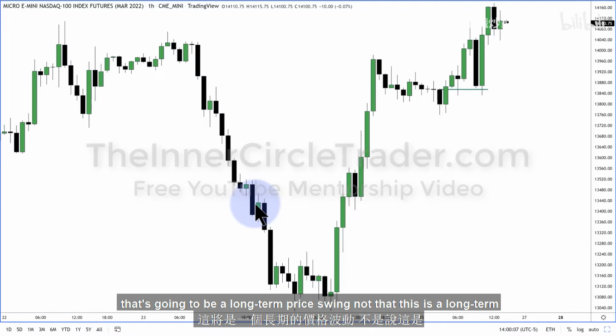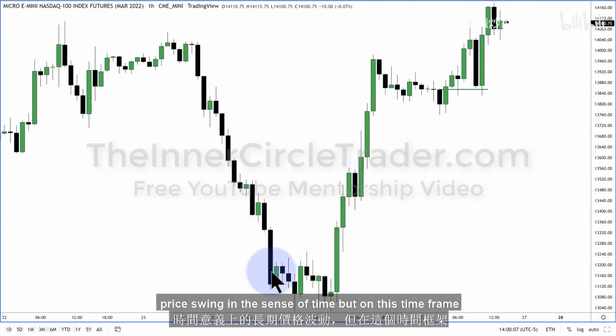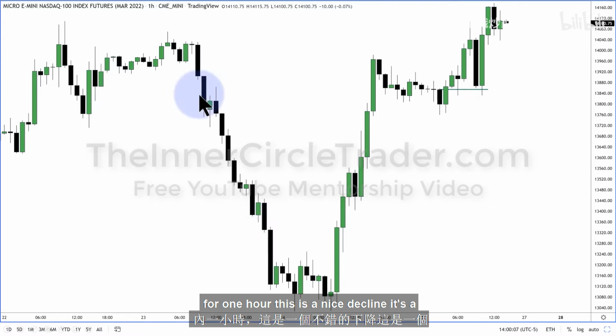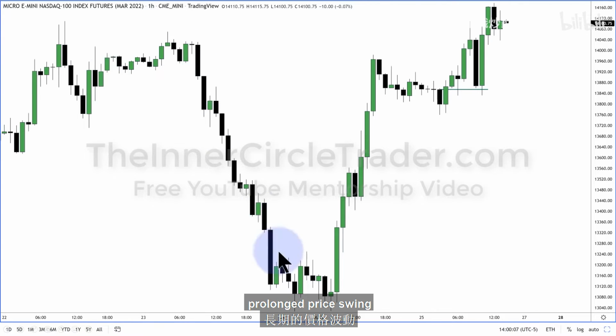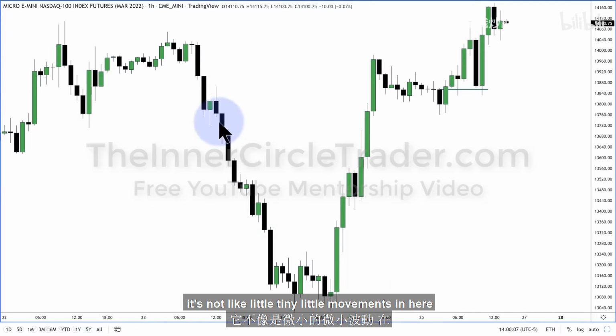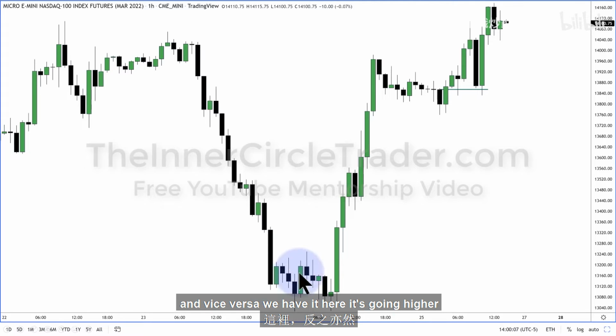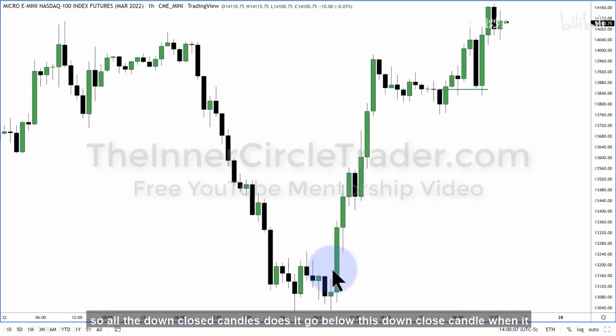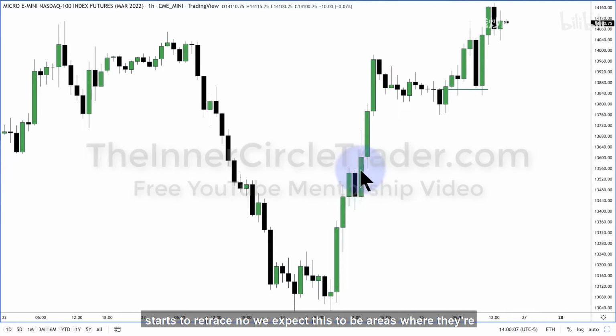So when I teach my students, when you're looking for a price move that's going to be a long-term price swing, not that this is a long-term price swing in the sense of time, but on this time frame for 1 hour, this is a nice decline. It's a prolonged price swing. It's not like little tiny movements in here. And vice versa, we have it here. It's going higher. So all the down close candles, does it go below this down close candle when it starts to retrace? No. We expect this to be areas where they're going to accumulate more long positions.